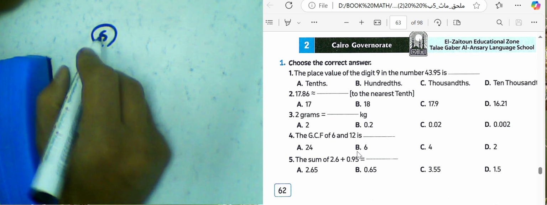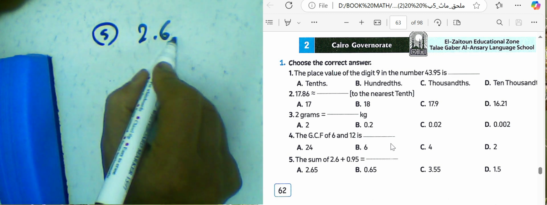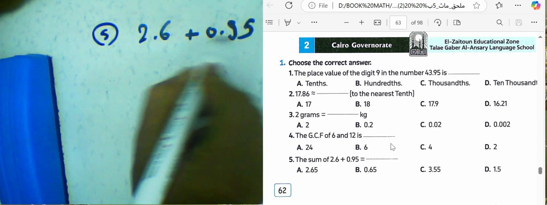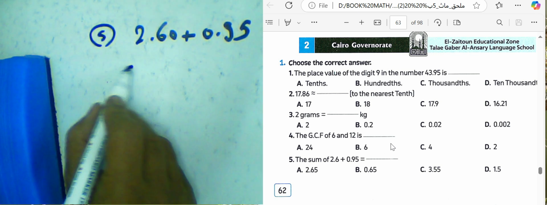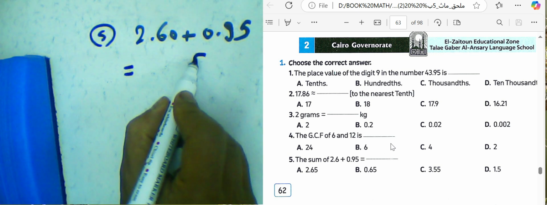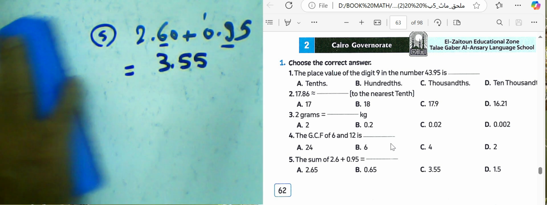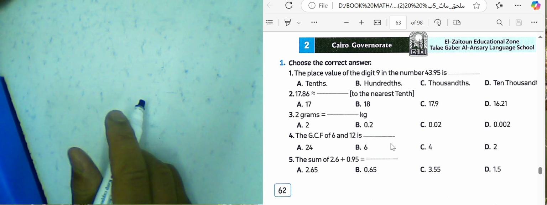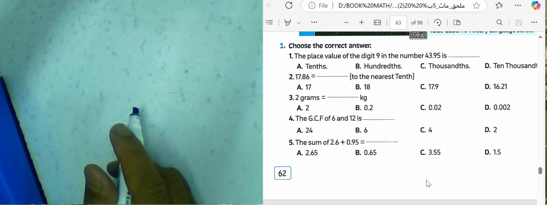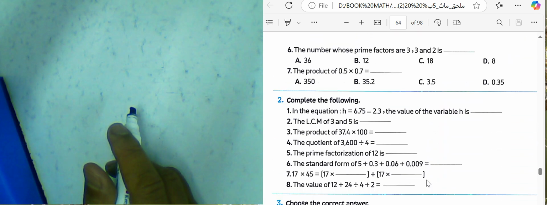Question number 5, the sum of 2.6 and 0.95. We must put 0 here and add two numbers: 5 plus 0, 5; 9 plus 6, 15, 5 and the carry of 1; 1 plus 2 equals 3. The result will be 3.55. Choose letter C.